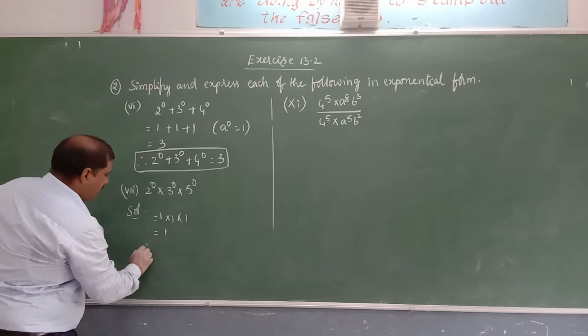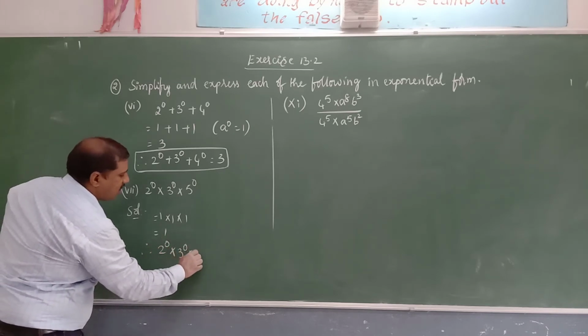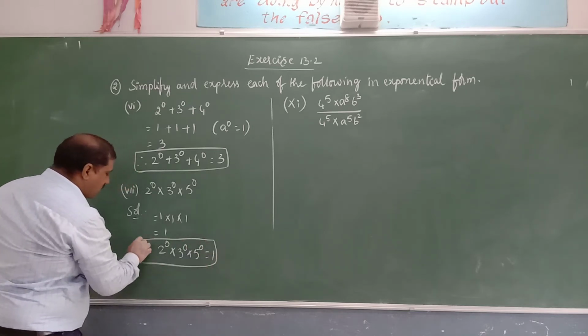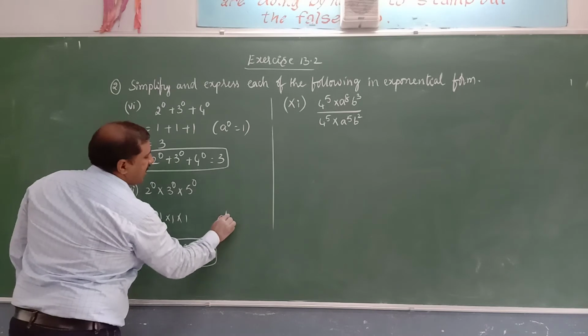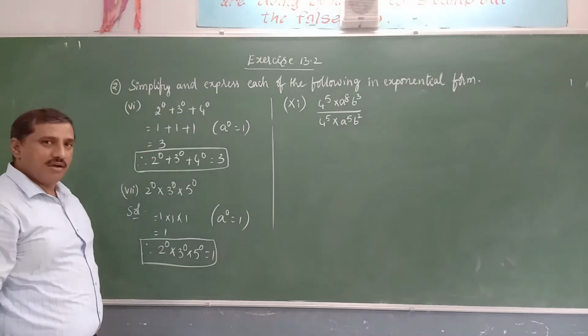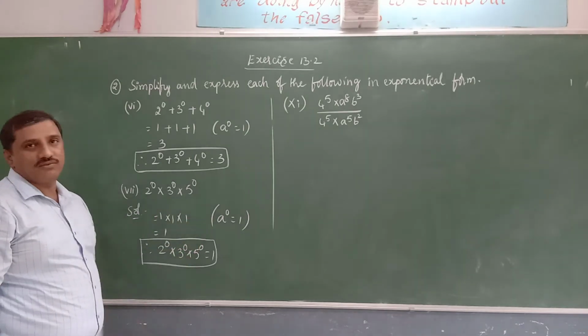So therefore 2 to the power of 0 into 3 to the power of 0 into 5 to the power of 0 is equal to 1. Here also we apply the same law, that is a power 0 is equal to 1. We apply this law of exponent and then we solve, we got 1.